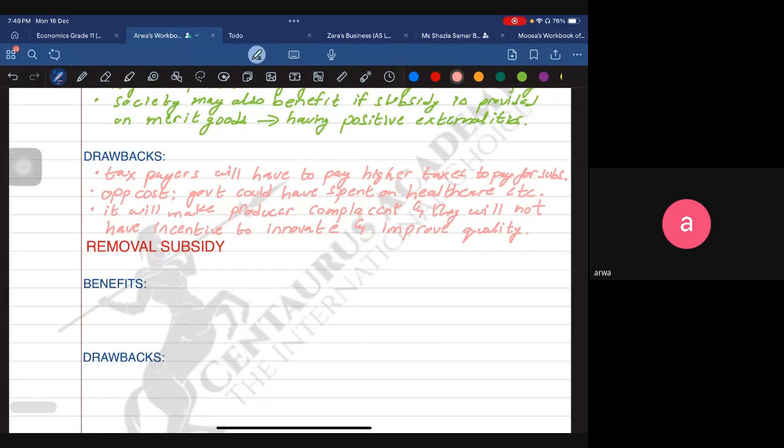Removal of the subsidy. Now we are talking about the benefits of removing the subsidy. It's not about the benefits of providing the subsidy. It's about what the benefits are of removing the subsidy, if you lift off the subsidy. So what could be the benefit?